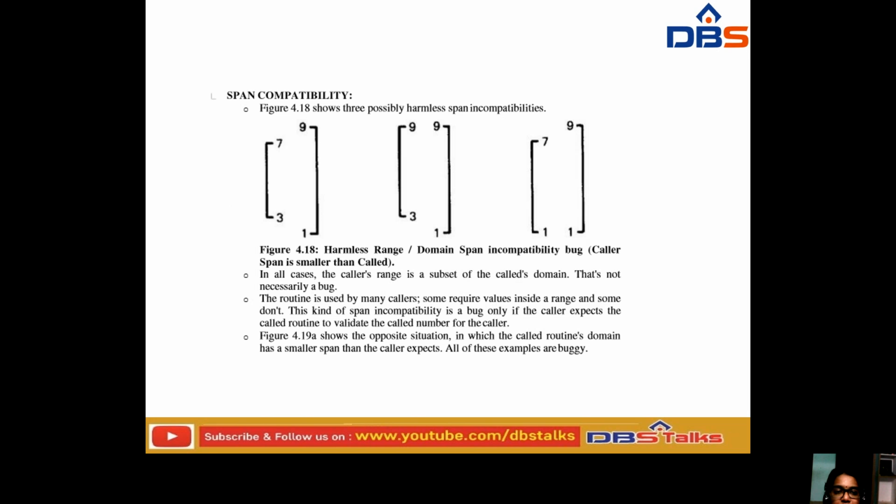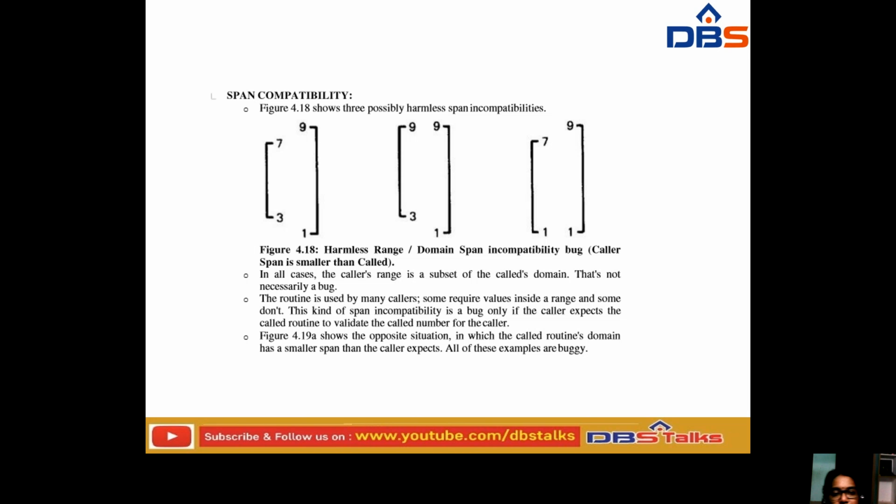So in span compatibility, this figure shows the three possibly harmless span incompatibilities. See, this domain range is from 3 to 7. Here this is 1 to 9, okay? If it is from 3 to 9, we can represent it like this. This is from 1 to 9. Here both are having an equal end, okay? Here it is having an equal end at the top. Here it is having the equal end at the bottom. This is 1 to 7 and 1 to 9. So these are the three possibly harmless span incompatibilities.